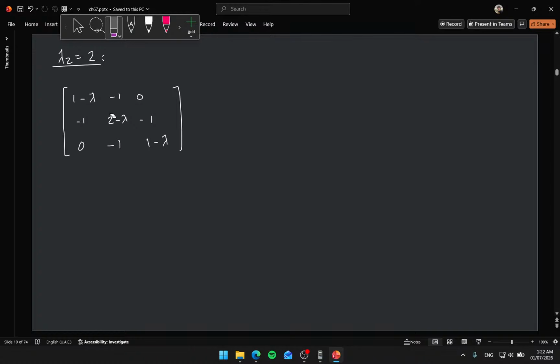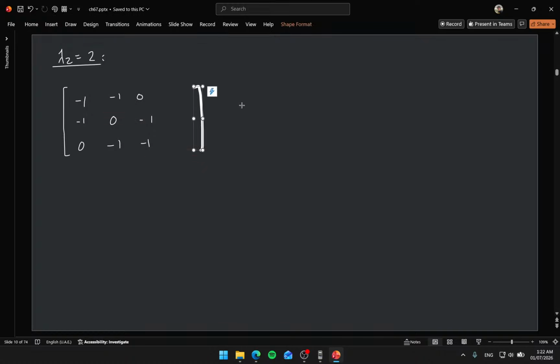So 1 minus 2 is negative 1. 2 minus 2 is 0. And 1 minus 2 is negative 1. So 0, negative 1. Again, you have to add a column of zeros, and you solve the system of equations. 0, 0, 0. Okay. Now you reduce it.